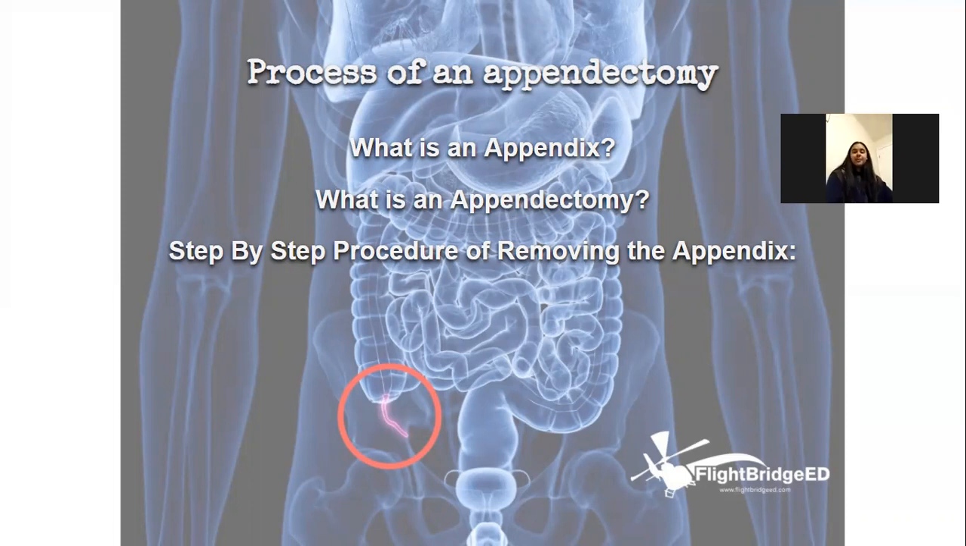And then there's an additional fifth step, which applies if your appendix bursts before or during the procedure. The surgeon will flood the area with a saline solution to flush out any bacteria from festering in the area.